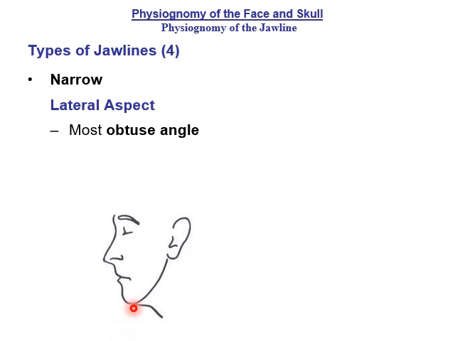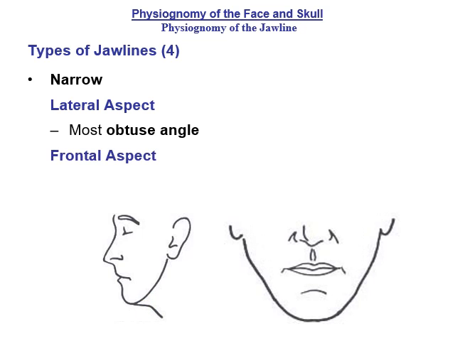And because this person's ramus is very short, it looks like almost a straight line going up. Okay, there's no angle to it. Because this is a very short ramus, it looks like it's very close to the ear, where the angle of the jaw would be. From the frontal aspect, your jawline is going to narrow very quickly to the chin. This is most often accompanied by a receding chin, so a chin that doesn't stick out.